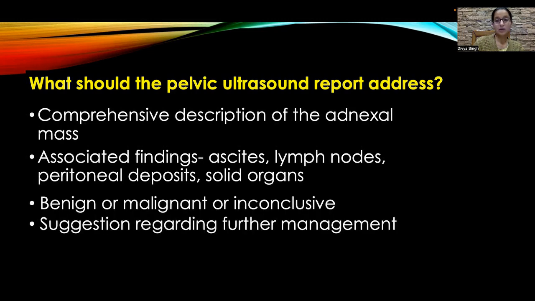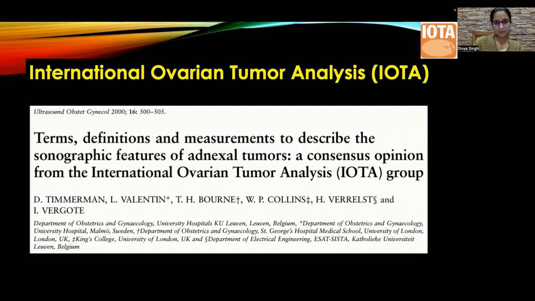Once we've done that, we need to characterize whether the mass is benign or malignant, or if it is inconclusive based on our findings. And once we've decided what the mass is, we suggest further management action. Now, the Iota, or the International Ovarian Tumor Analysis Group, came up with a standardized terminology to describe adnexal masses more than 2 decades ago. And these are the terms and definitions and the techniques of measurements that we should use when describing adnexal masses so that all of us speak the same language.